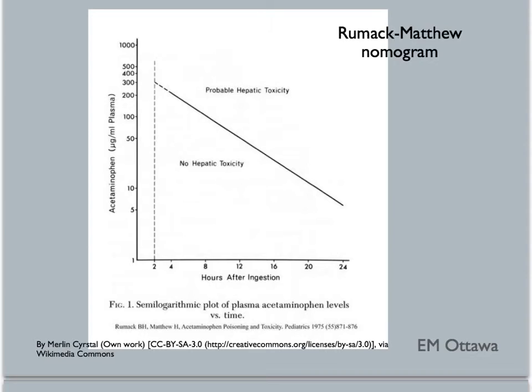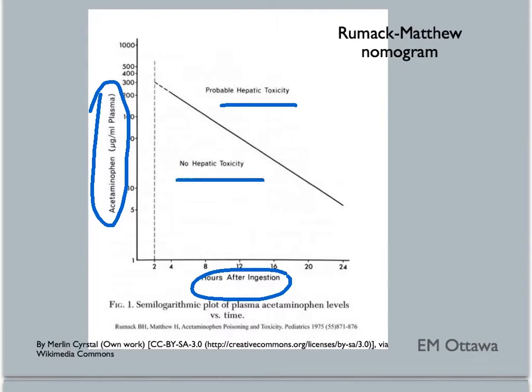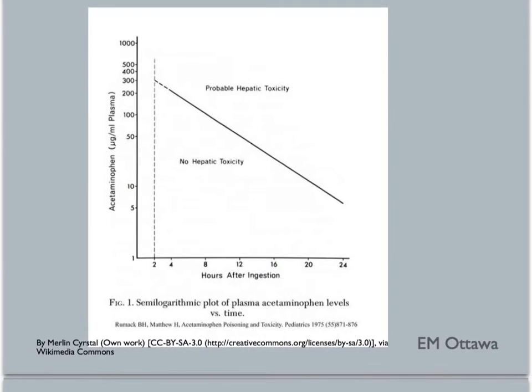This is the Rumack-Matthew nomogram for acetaminophen toxicity. This nomogram uses the serum level of acetaminophen and the time since the ingestion to tell us whether the patient is going to be toxic or not. Let's see how this works. Let's say our patient took the drug 6 hours ago and the serum level is 400.